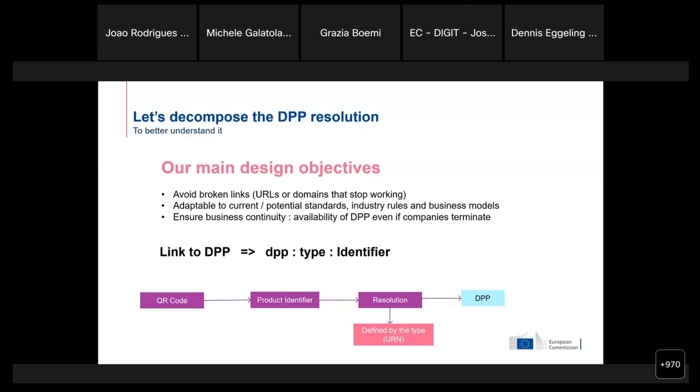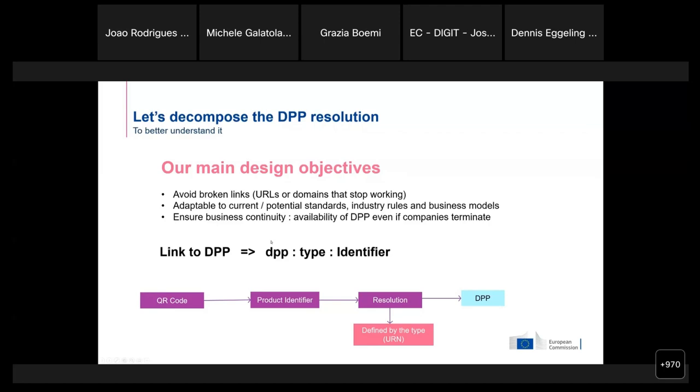We have also a second design objective. It has to be adapted to current and potential standards, industry rules, and the already defined business models. And also, it has to ensure business continuity. I mean, if a company terminates, it should be possible to establish the continuity in the provision of the DPP information. So for that, we are following a similar approach based on prefixes, a URN approach.